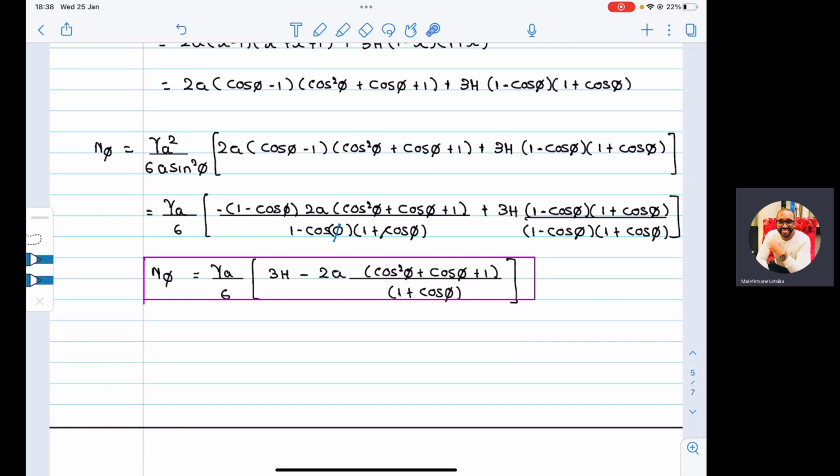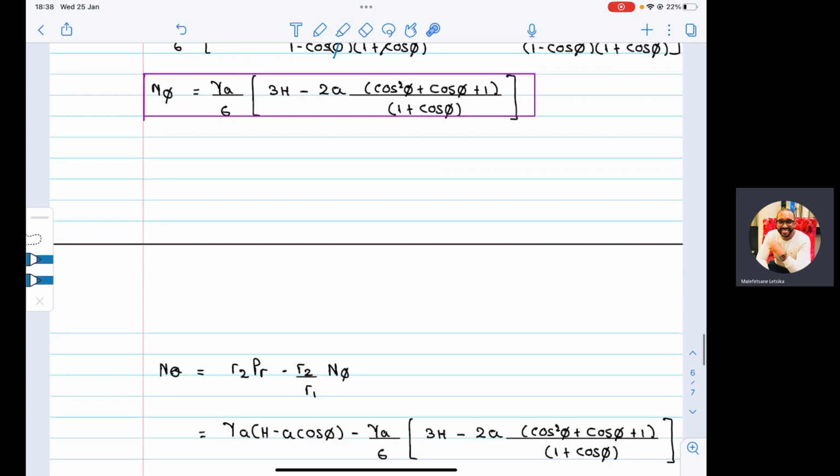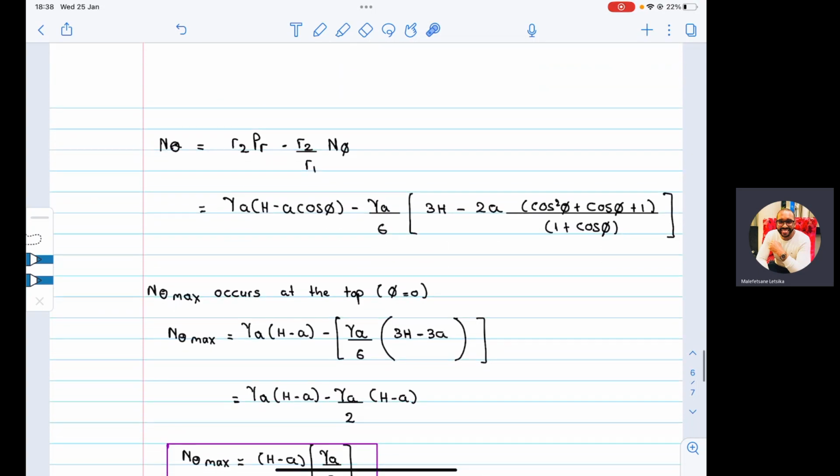Quite a hefty expression, right? Now that you have your meridional stress resultant, you can substitute it into your hoop stress equation, which is the governing equation for the hoop stress. So R2 is A, and then the pressure is gamma multiplied by (H minus A cos phi). And R2 over R1 is simply going to be 1 because they are the same.